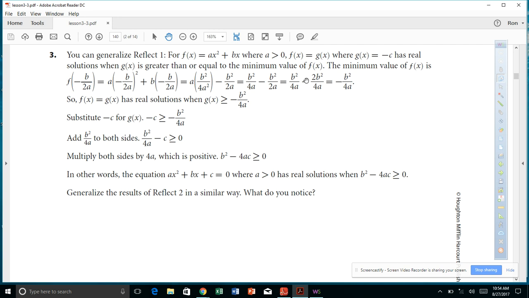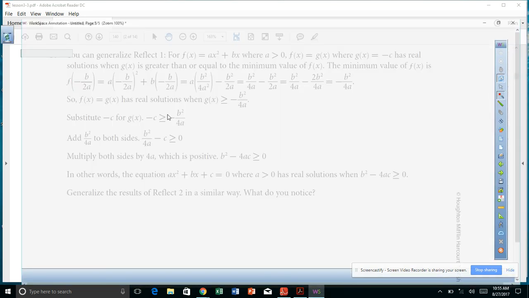The minimum value of f of x is f of negative b over 2a, which equals a times negative b over 2a squared plus b times negative b over 2a, which equals a times b squared over 4a squared minus b squared over 2a, which equals b squared over 4a minus b squared over 2a, and that equals b squared minus 2b squared over 4a, which equals negative b squared over 4a. And all they did was some simplifying here.